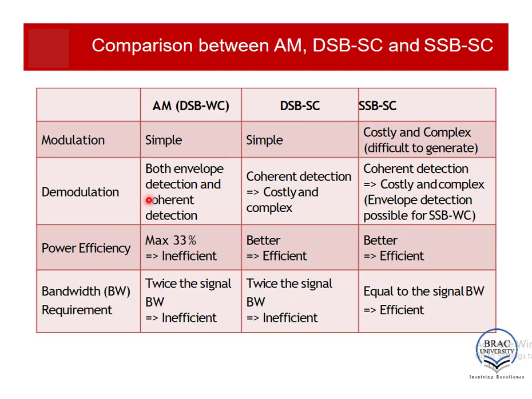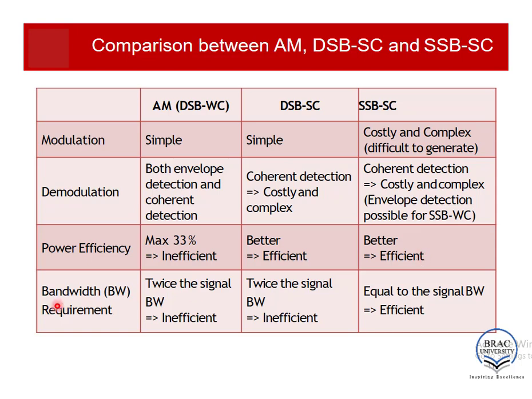Then in the case of demodulation, in the case of DSB with carrier, we know that we can use both envelope detection and coherent detection. For envelope detection, the condition was mu less than or equal to 1, and coherent detection can be used regardless of the value of mu. But in the case of DSB-SC and SSB-SC, envelope detection is not possible. Now, power efficiency. DSB with carrier had a power efficiency of 33%, which was very inefficient, but power efficiency is increased in the case of DSB-SC and SSB-SC.